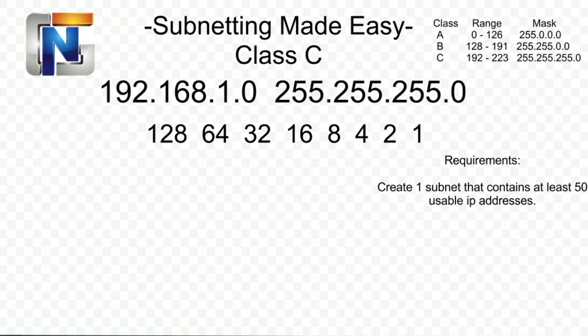And so, since that's all we're going to focus on first, is creating the largest subnet, I went ahead and removed the other requirements there, so we'll just focus on what we have here. Create one subnet that contains at least 50 usable IP addresses.